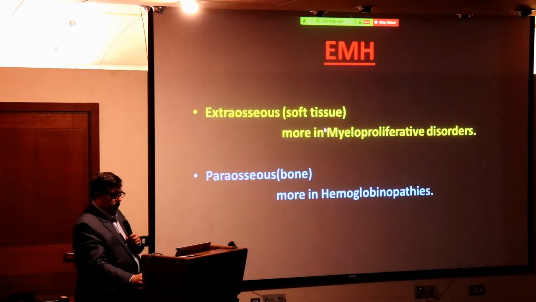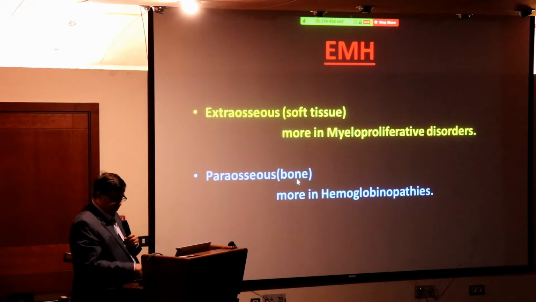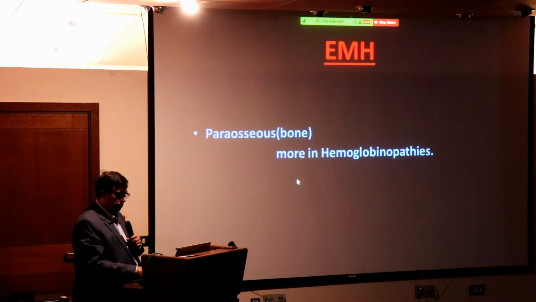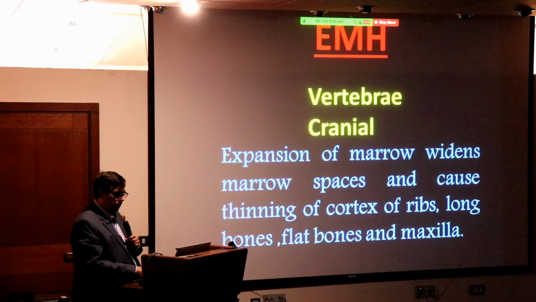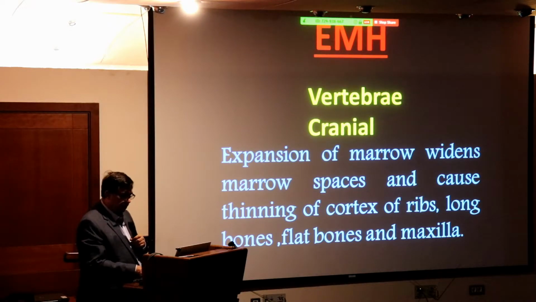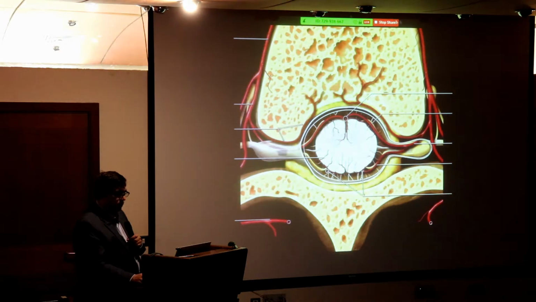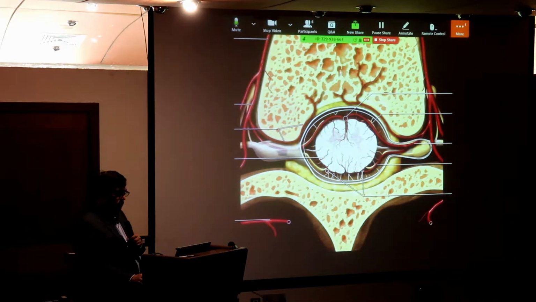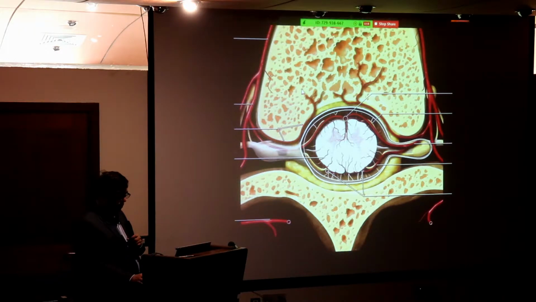As we said, it could be in the soft tissue or it could be in the bone. So we've seen the soft tissue, let's see the bone. Usually in the vertebrae and in the cranium. There will be expansion of the bone marrow spaces, which will thin out the cortex and long bones. So if this is vertebra and this bone marrow is trying to produce blood products, it will crack the cortex and it will present them to the spinal canal.